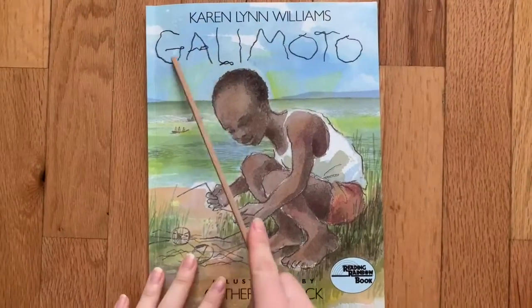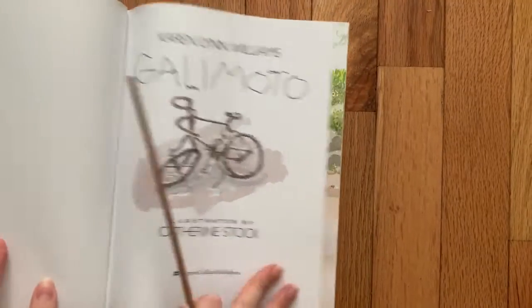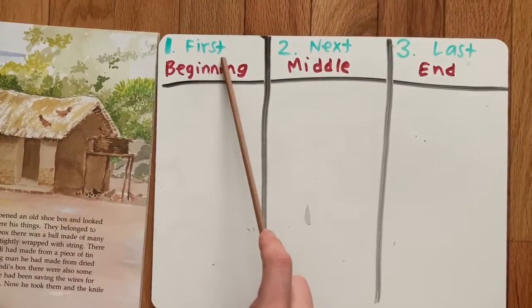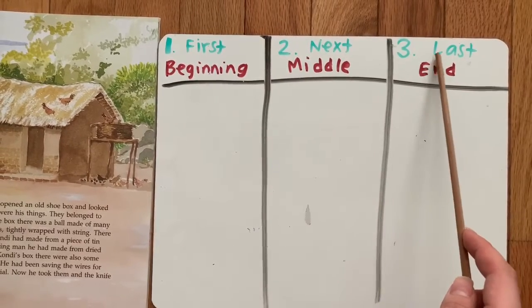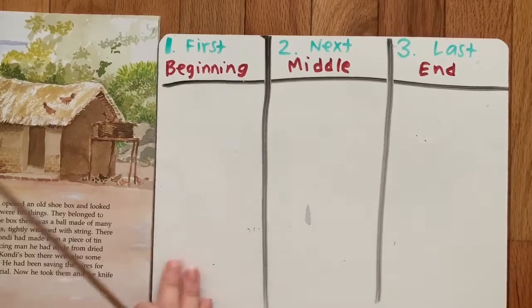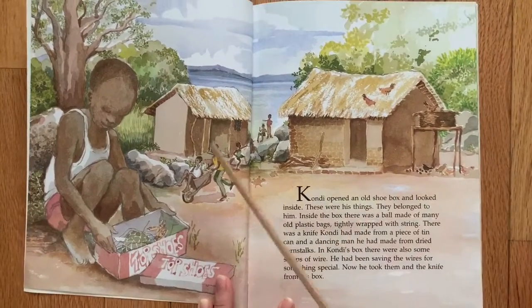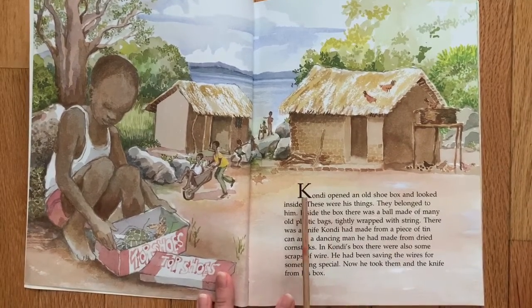All right, here we are reading Galimoto for the second time. Remember, today as we read, you're going to help me fill out what happens first in the beginning, next in the middle, and last at the end of the story. So let's review what happened on the first page, the first part of the story, so we can draw our picture.